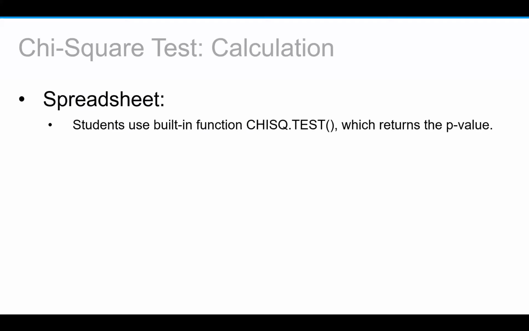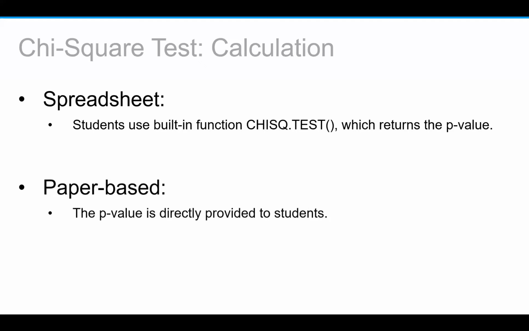So after being introduced to the test and hypotheses, students will perform the chi-square test and evaluate the results. In the spreadsheet version, students use the built-in chi-square test function to compare their expected and actual count tables. This function returns the p-value for the chi-square test. The p-value, or probability value, represents the probability that any differences observed between the expected and actual counts are due to chance. For the paper-based version, the p-value is directly provided to the students. In either case, students will obtain a p-value of 2.16 times 10 to the negative 10.